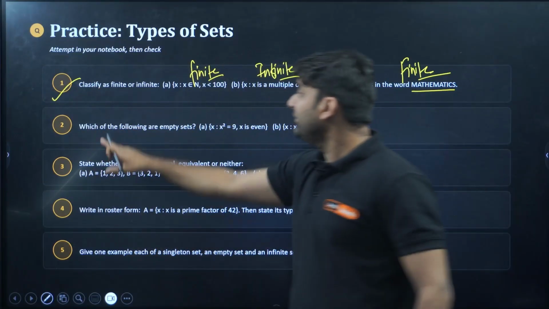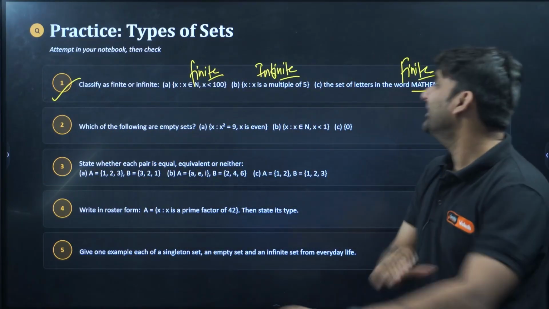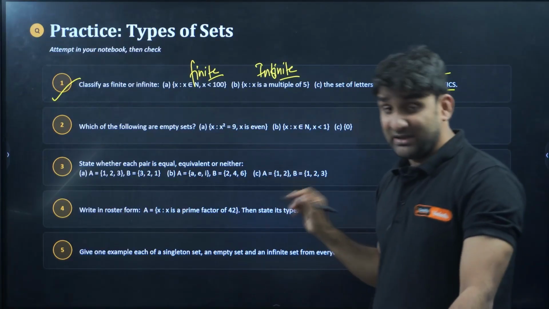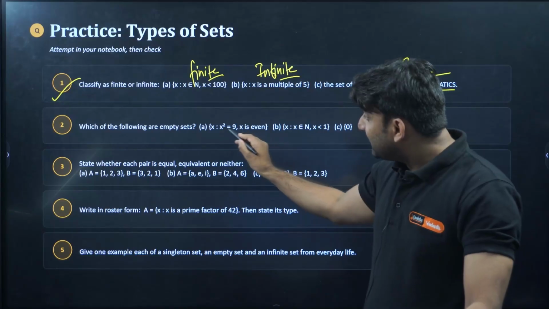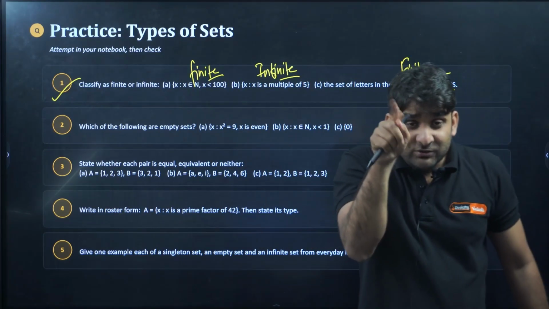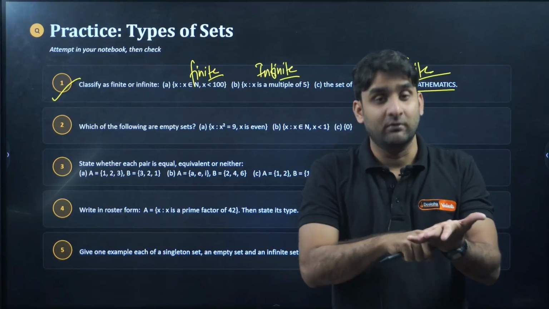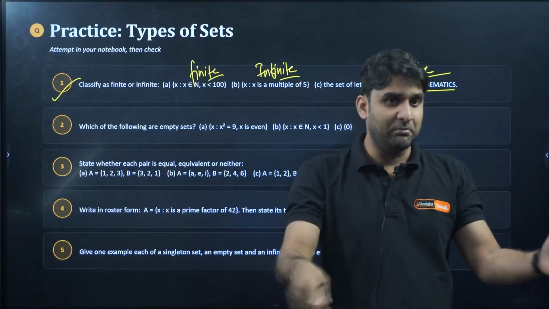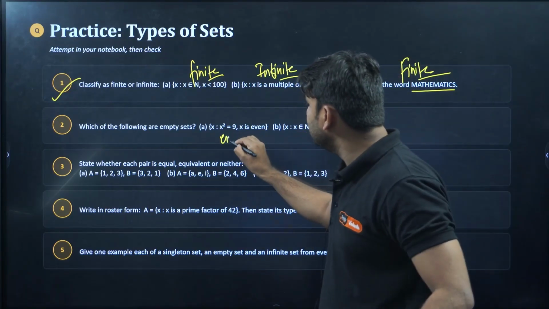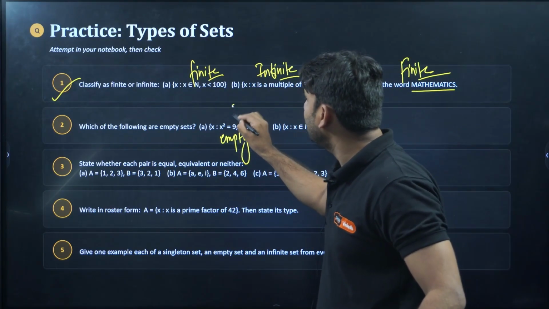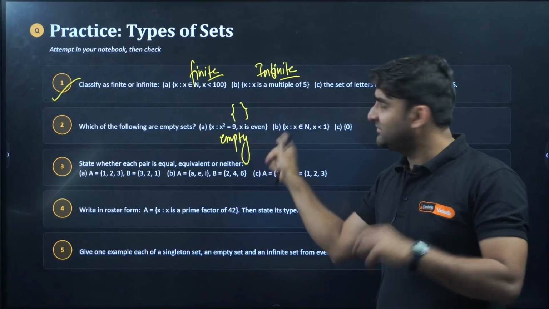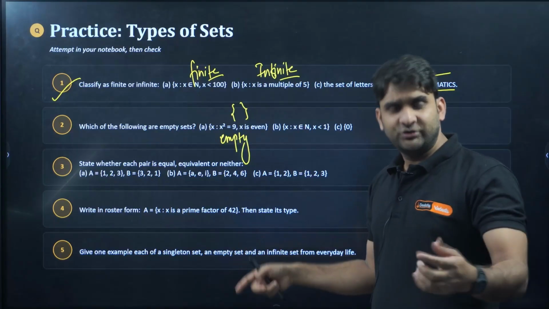Second question: which of the following are empty sets? Let's talk about x square is equal to 9 and x is even. My dear, listen everyone. This is not possible. If x square is equal to 9, then x must be 3. It may be positive or negative, but it can only be 3, and 3 is an odd number. So this is basically the empty set. If you write the set, this will be the answer: empty set. Not possible here. x square is equal to 9 and we want x even. Not possible.